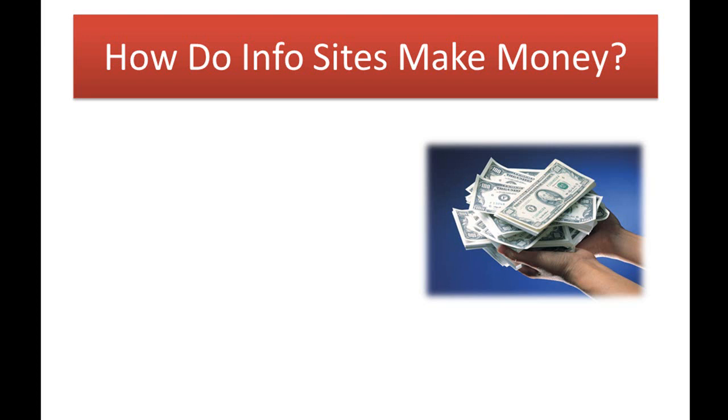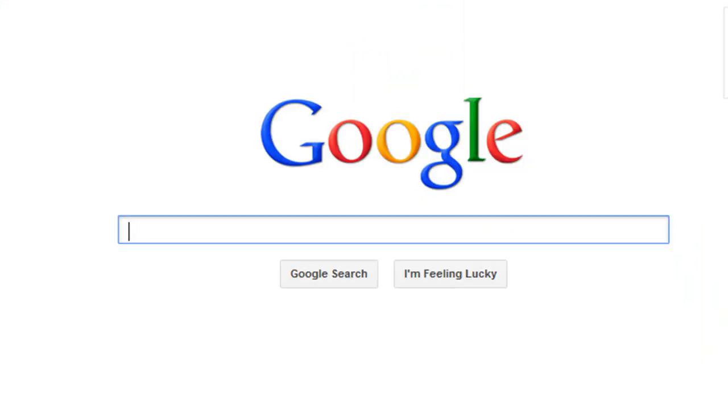Well, there are several ways that you can make money with an information website. So I'll talk about some of the most popular ways today. So first off, there's AdSense. AdSense is one of the more sought after ways of monetizing a website. So let me explain a little bit about where AdSense comes from and how it works.